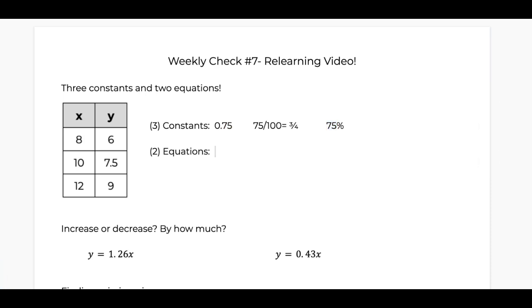All right, and then with our equations, the reason there's only 2 is because in math we don't use the percent in our equation. So we have 2 equations, y equals 0.75x and y equals 3/4 x. Either one of those would work.